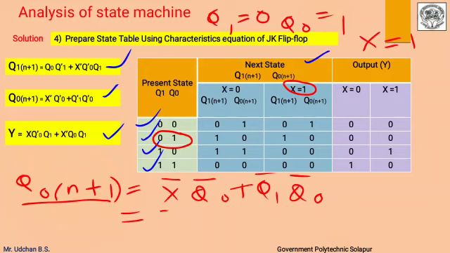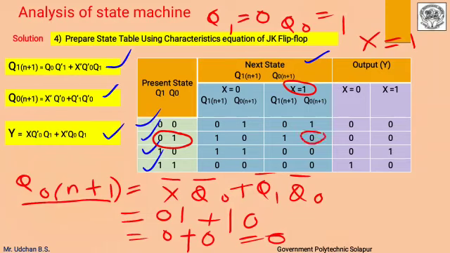X is 1, X bar will be 0, Q0 is 1, Q0 complement will be 0, plus Q1 bar: Q1 is 0, Q1 bar will be 1, Q0 is 1, and so on. So we get 0 plus 0, you will get 0. So here we get Q0(n+1) as 0. This is how we can calculate all the values. So we will get the state table like this.